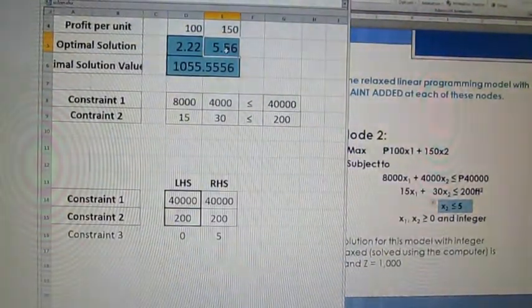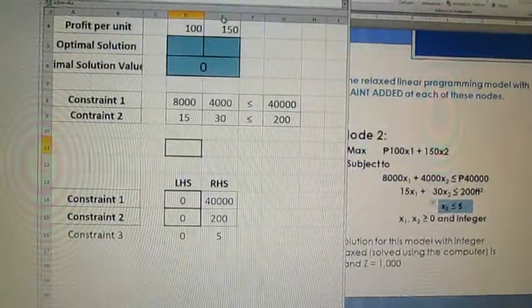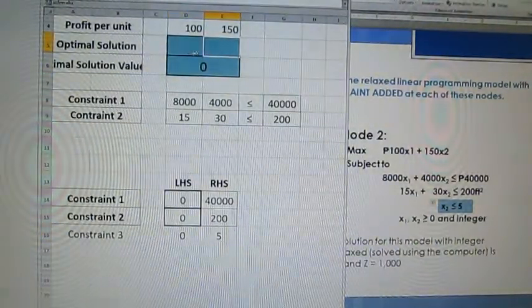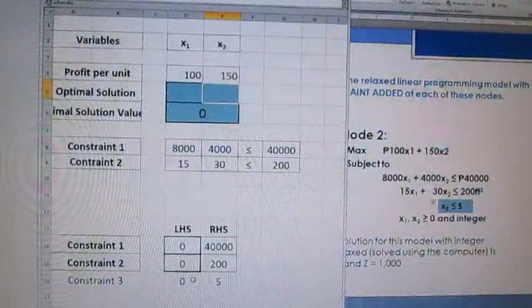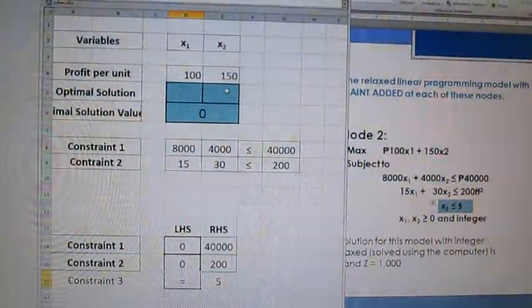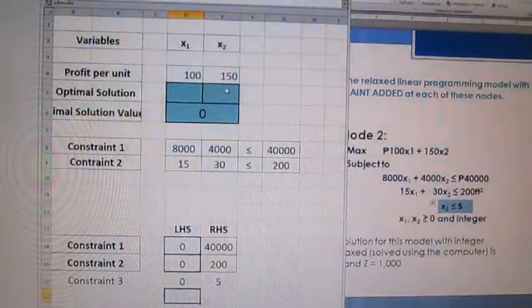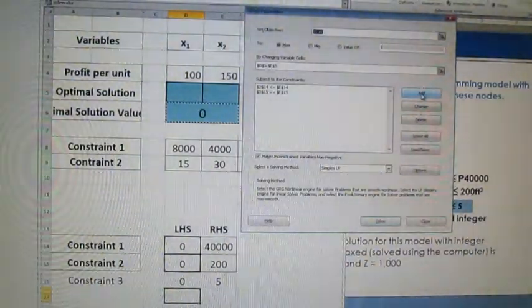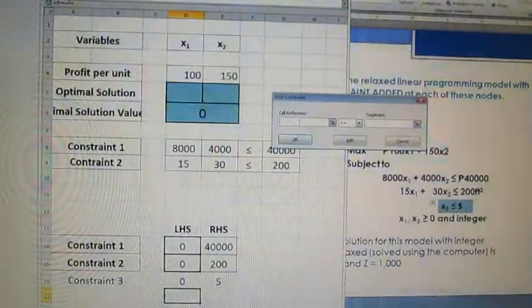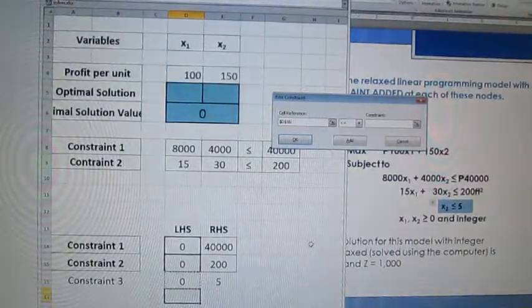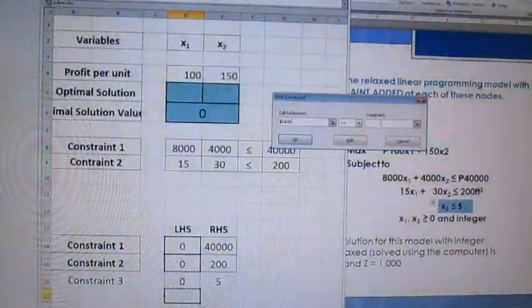Then we're going to assign this constraint 3. First we need to delete our previous solution, so this will be 0 again, the optimal solution value and the optimal values of x sub 1 and x sub 2. We need to assign constraint 3 to x sub 2 here. And then let's add this to our solver. We just need to add an additional constraint: the left-hand side of constraint number 3 must be less than or equal to the right-hand side. And then solve.